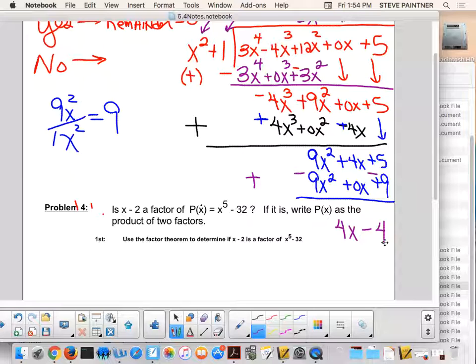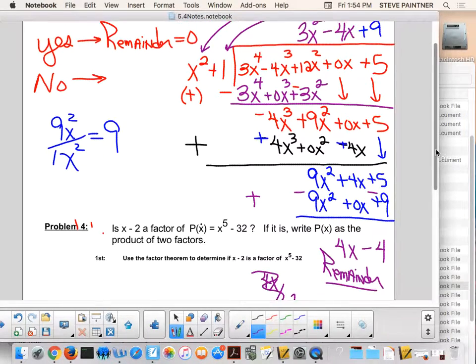Okay, you got to a point where if you take x squared and you divide it into 4x, guys, if the denominator's exponent is bigger than the numerator's exponent, you can't do it. You're done. You're just done. This becomes what? This is your remainder. Okay? The remainder can be written.